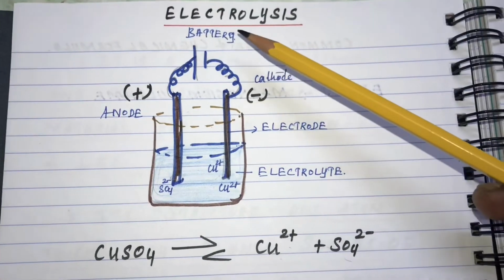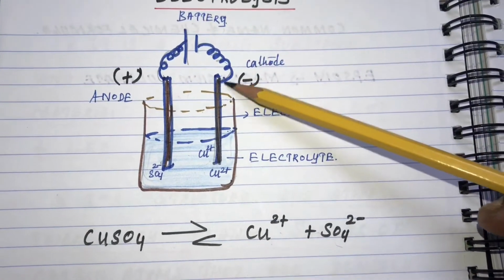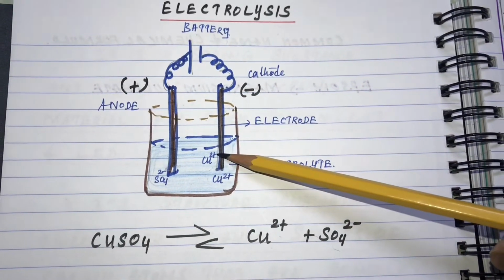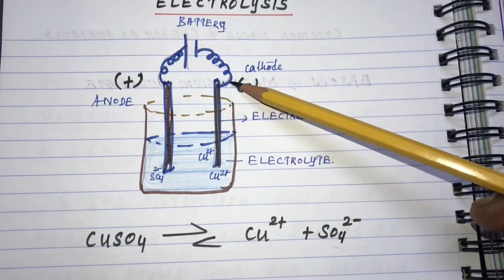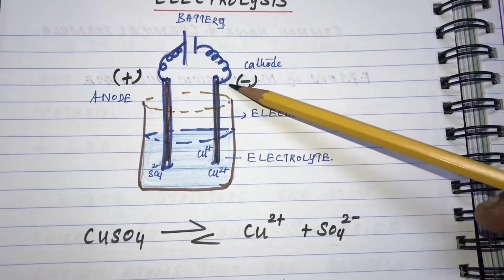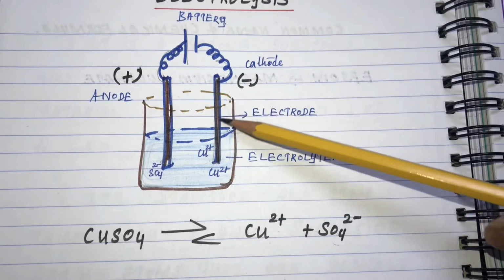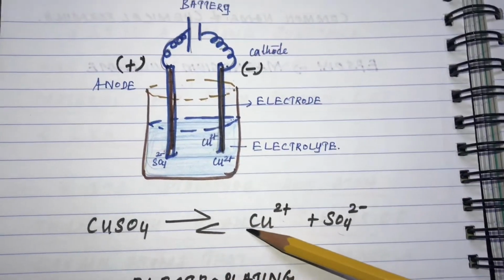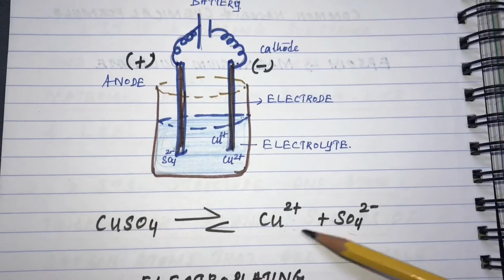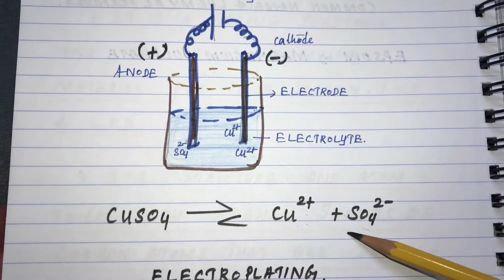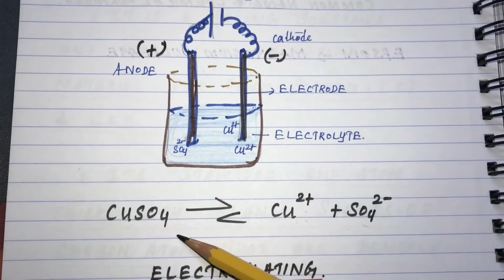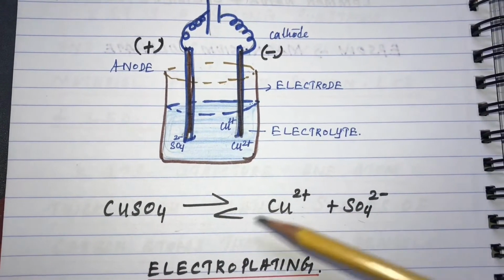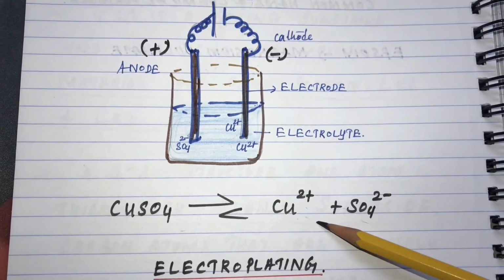Now we are passing electric current through this rod into the metallic salt solution. Because of the electric current and heat effect, the metallic salt solution dissociates into copper 2 plus ion and SO4 2 minus ion. Here the conversion of salt into its ions is called electrolytic dissociation.